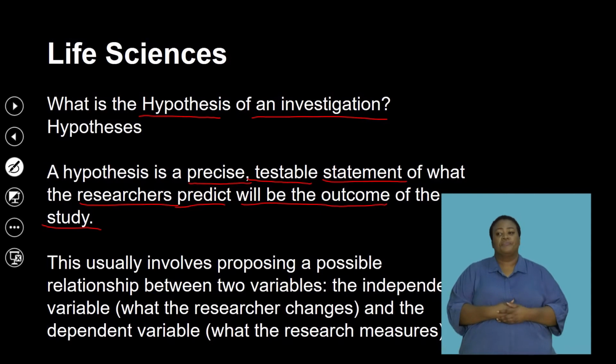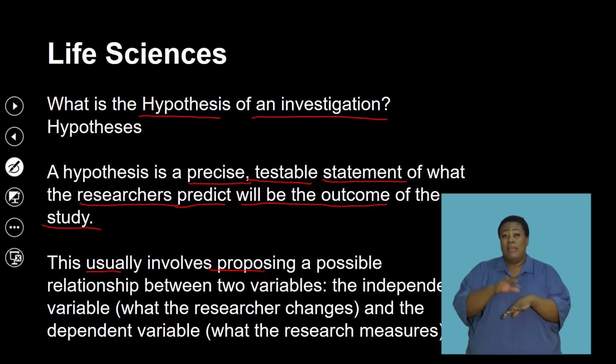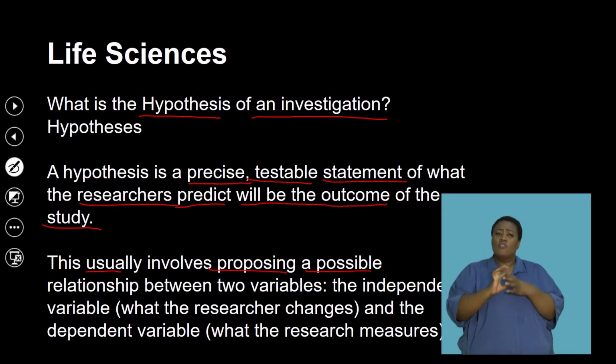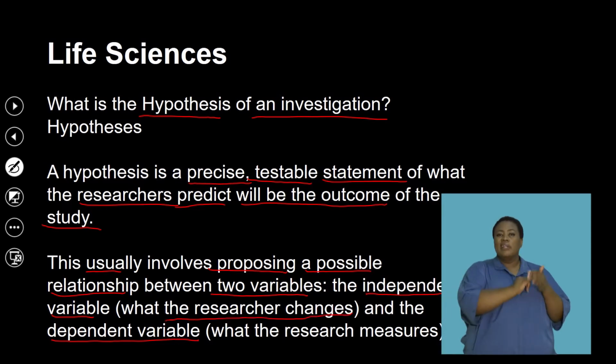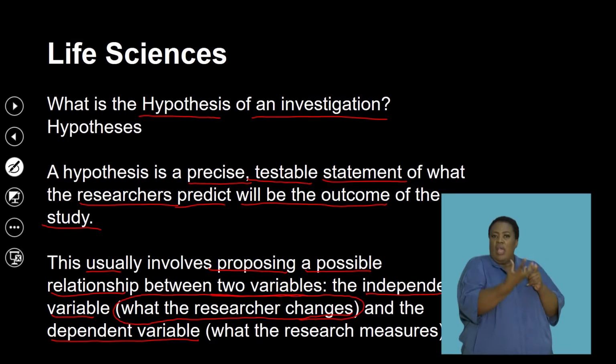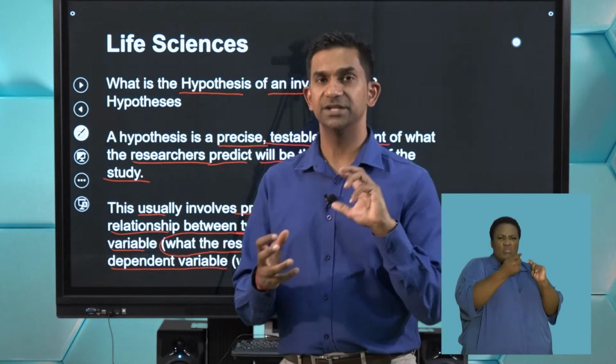Okay, so this usually involves proposing a possible relationship between the two variables, as I mentioned, the independent variable as well as the dependent variable. So what is the independent variable? This is the variable that the researcher changes. So this is what you have control over, and it's the variable that you're able to manipulate and change.